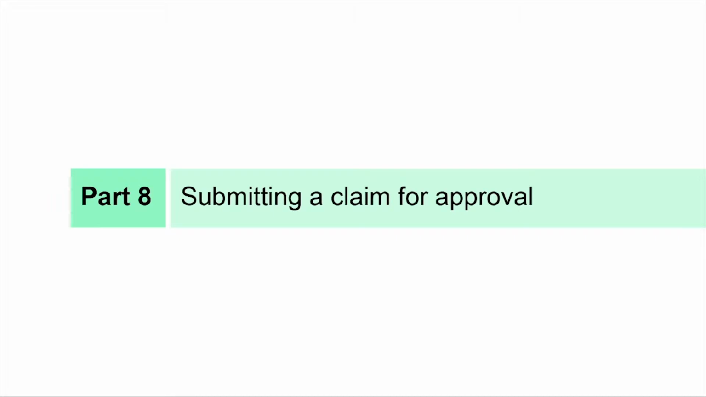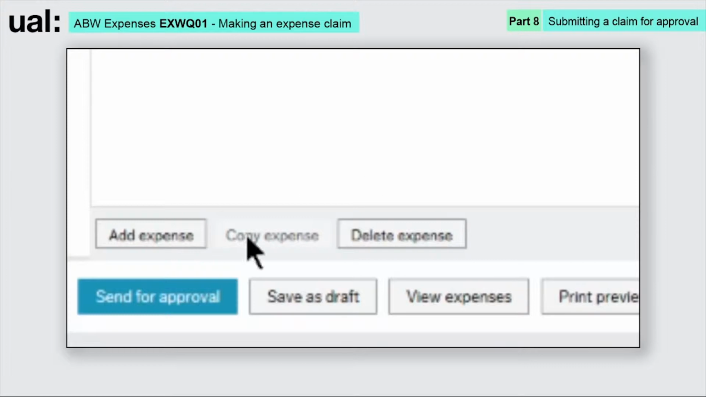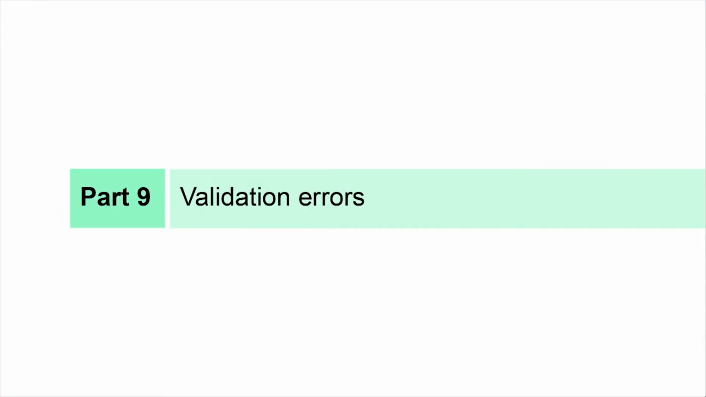Part 8. Submitting a claim for approval. To submit the finalised claim to the approver, click Send for Approval at the bottom of the screen. Part 9. Validation errors.